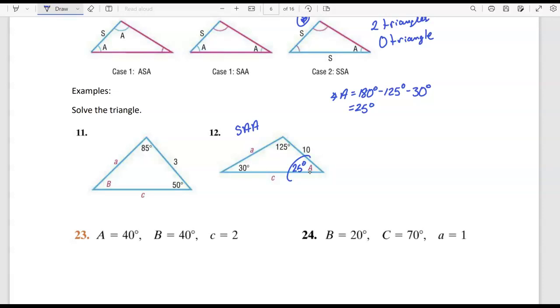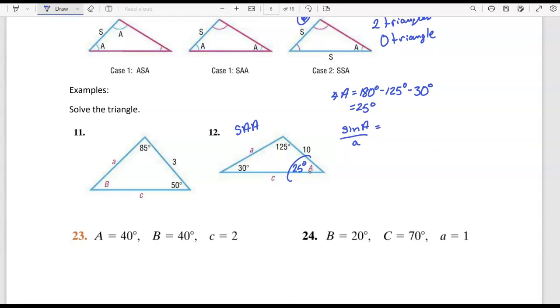So now let's figure out the sides. So I'm going to use sine of A over A is equal to something. Let's see what we have. So if this is angle A, this is A. If this is side C, this would be angle C. So that means this guy has to be angle B and side B. Now I know angle B and side B, so that's what I'm going to use. So sine of 30 over 10.